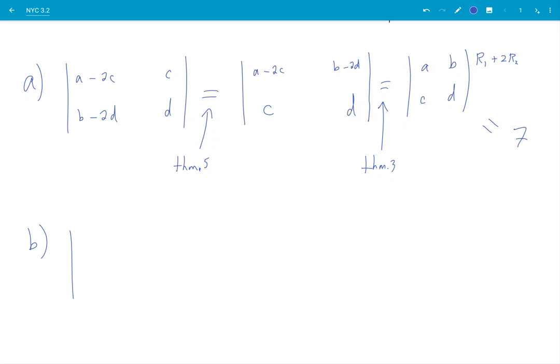Part B. A, B, 3C, 3D. Okay, so we've seen this before. The 3 can just move out front. So we get 3 times 7, giving us 21.